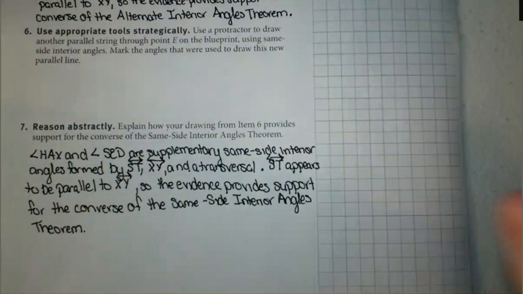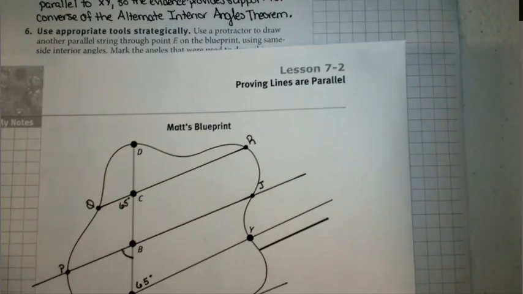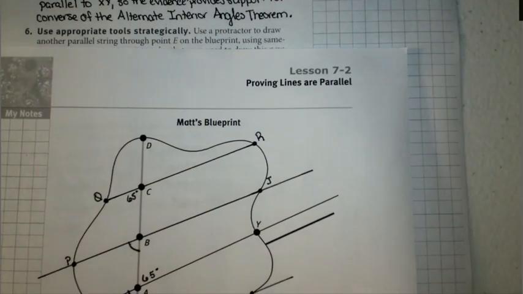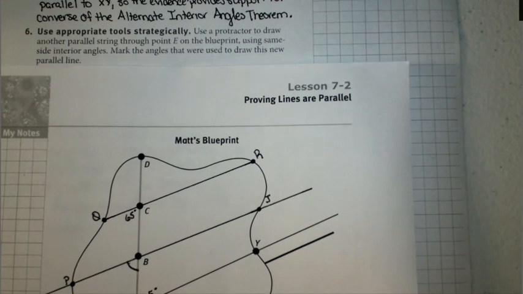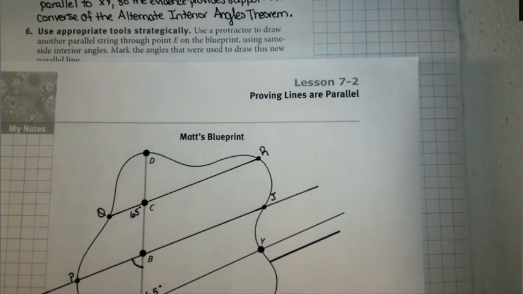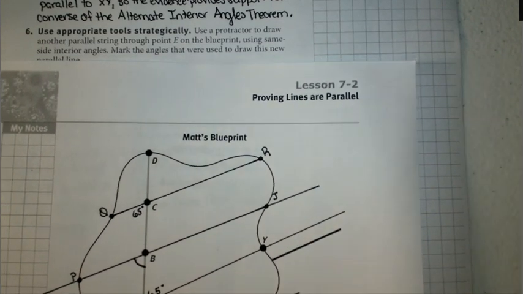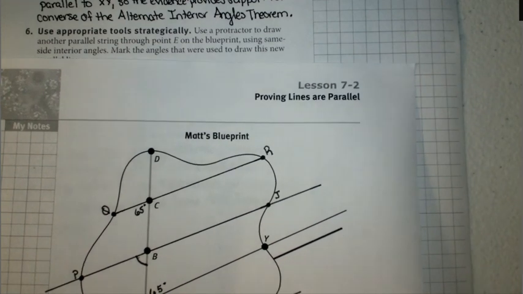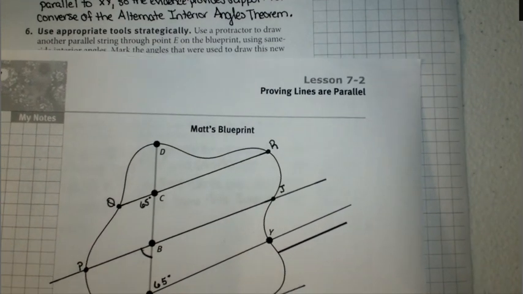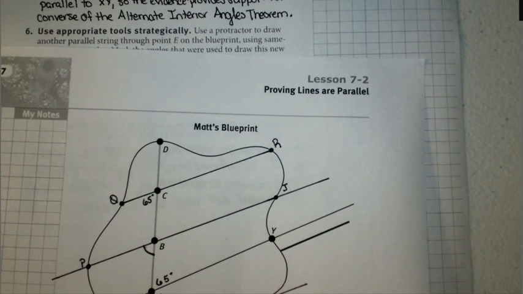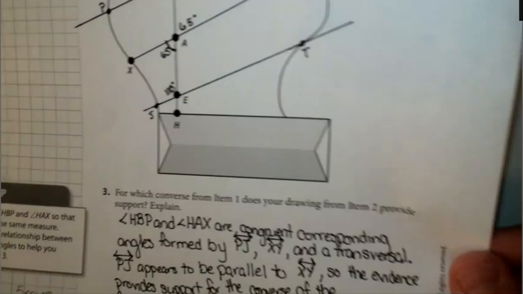Then I did 6 the same way. It asked me this time to use a protractor to draw another parallel string through point E on the blueprint using same side interior angles this time. Now, if you recall back to question number 1, same side interior angles should be forming what kind of angles? Well, let's take a look.